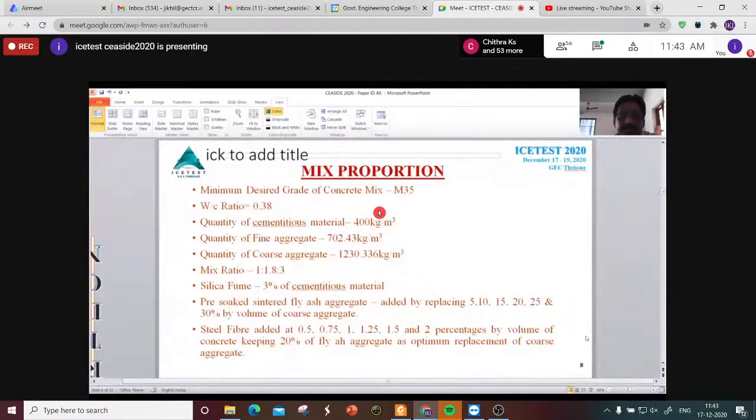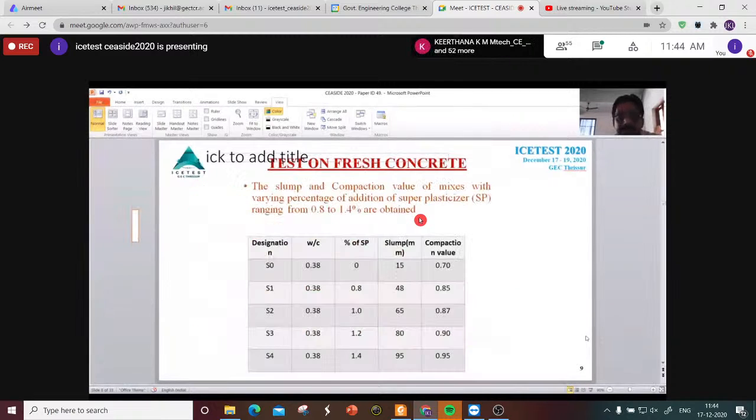Fine aggregate for the basic mix is 702 kilogram, coarse aggregate 1230 kilogram per meter cube. Mix proportion is 1:1.83. 3% of silica fume is added by weight of cement. Then pre-soaked syndiate fly ash aggregate is added to concrete by replacing 5, 10, 15, 20, 25 and 30% by volume of coarse aggregate. Again, steel fibers are added at 0.5, 0.75, 1, 1.25, 1.5 and 2% by volume of concrete, keeping 20% fly ash aggregate as optimum replacement of coarse aggregate because 20% replacement gave the maximum strength.